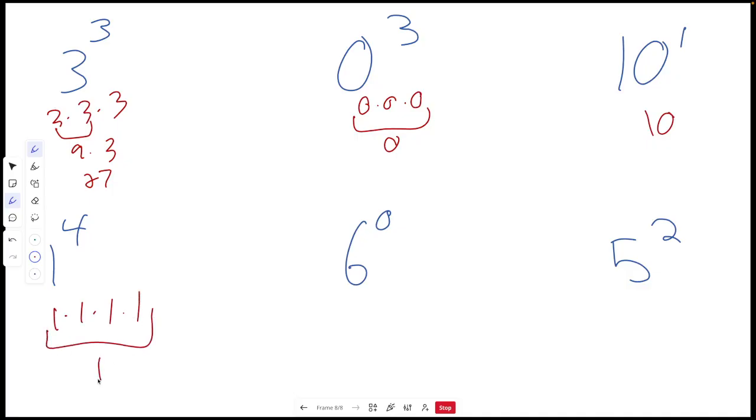1 to the 4th power is 1 times 1 times 1 times 1. That's 1. 6 to the 0 power, this is one of those special rules. Anything to the 0 power is just 1. 5 to the 2nd power means 5 times 5, which is 25, final answer.